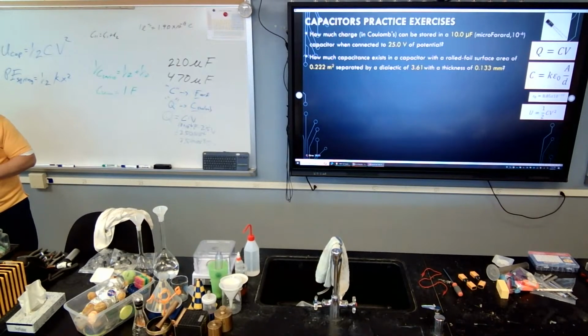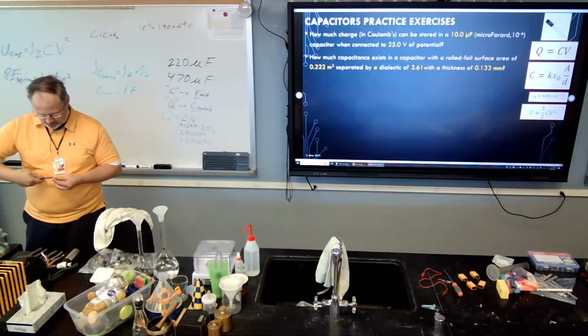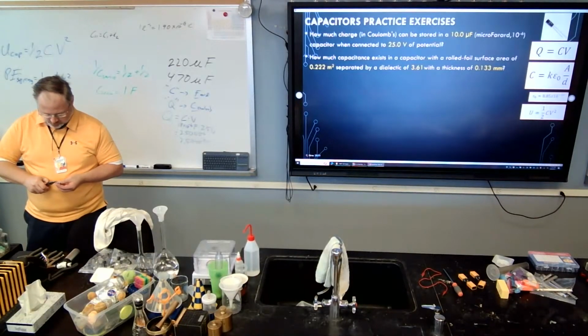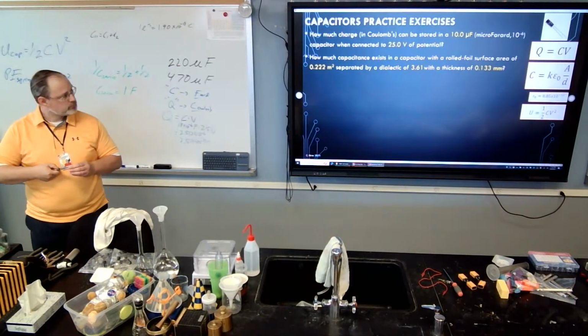Now we have to remove that little aluminum jacket. Not super easy to do. What's the second one? Yeah, that's what I'm thinking. Well, where's the 3.61? Is that the K? Mm-hmm.